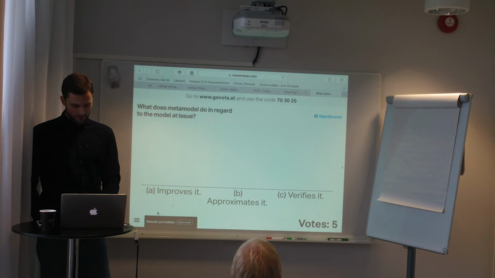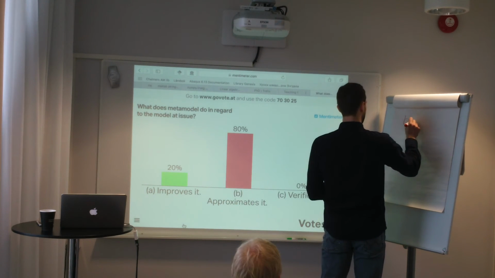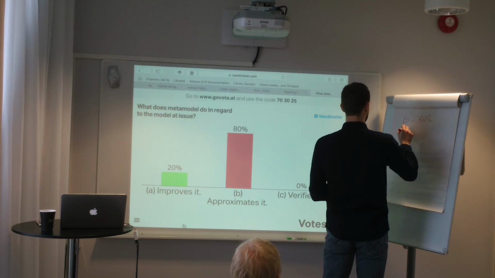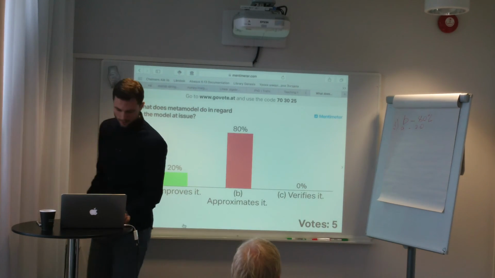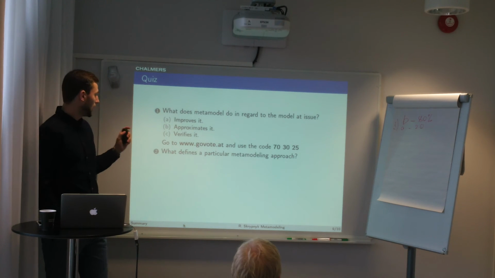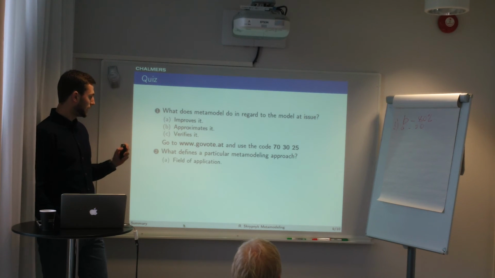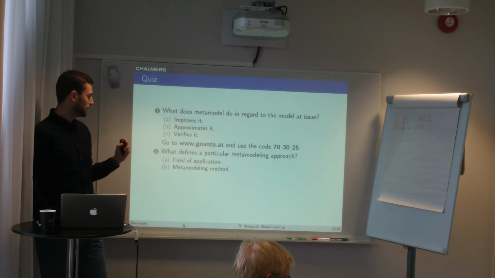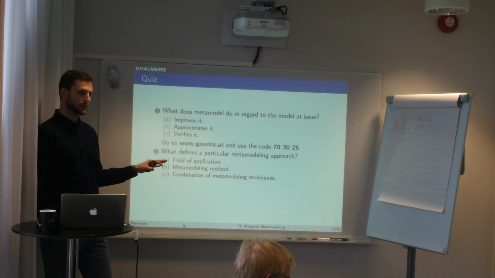All right. Now let's see. Okay, we have B 80% and A 20%. This is number one. Now I would like you to answer the second question. What defines a particular metamodeling approach? A, field of application. B, metamodeling method. And C, combination of metamodeling techniques.